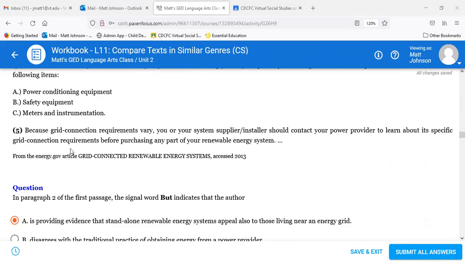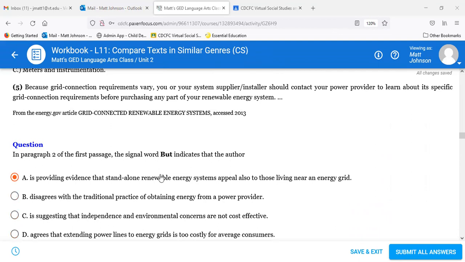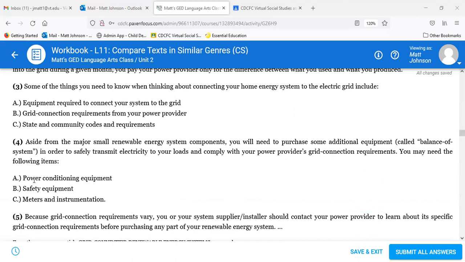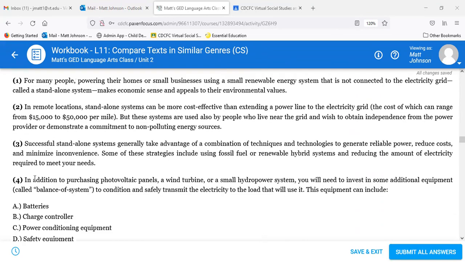And the second article from the same site was Grid Connected Renewable Energy Systems, right? So really, from the same site, talking about the same issues from a little bit of a different source. But yeah, providing evidence that a standalone renewable energy system appeals also to those living near an energy grid. So that's A. It could be people living in a rural community or who have a small business, something like that, or people that have adequate supply and adequate access. 7 is A. 8.